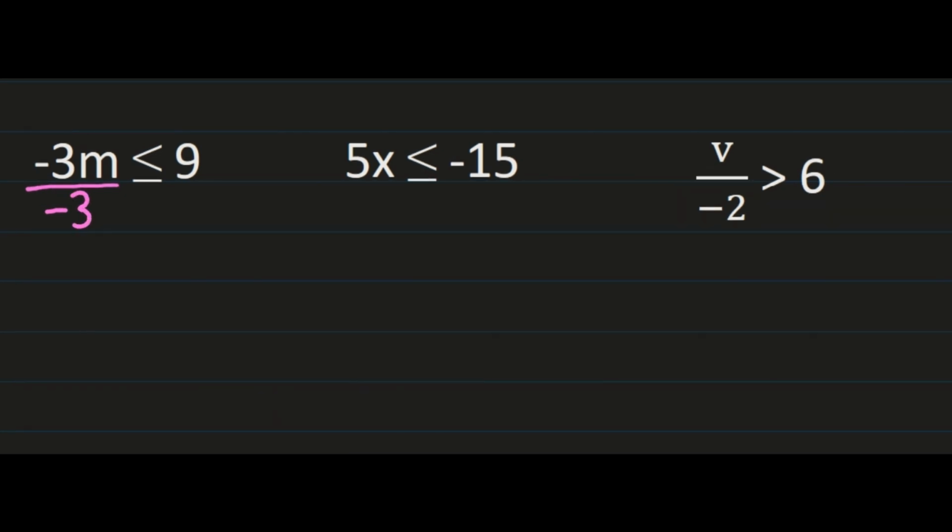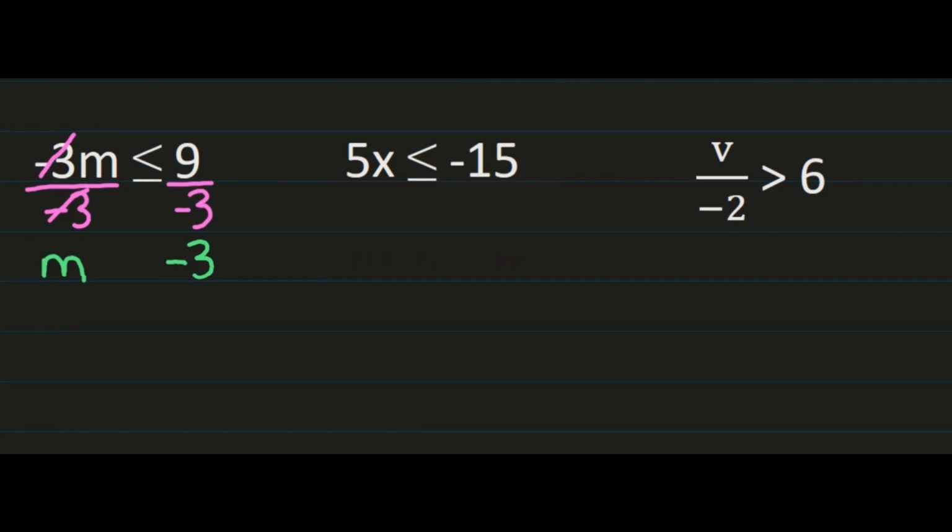And I still want to get my variable m by itself, and I'm going to do that by dividing both sides by negative 3. So on the left-hand side, my negative 3's will simplify out, leaving me with my variable m. And on the right-hand side, I have 9 divided by negative 3. A positive divided by a negative is a negative, and 9 divided by 3 is 3.